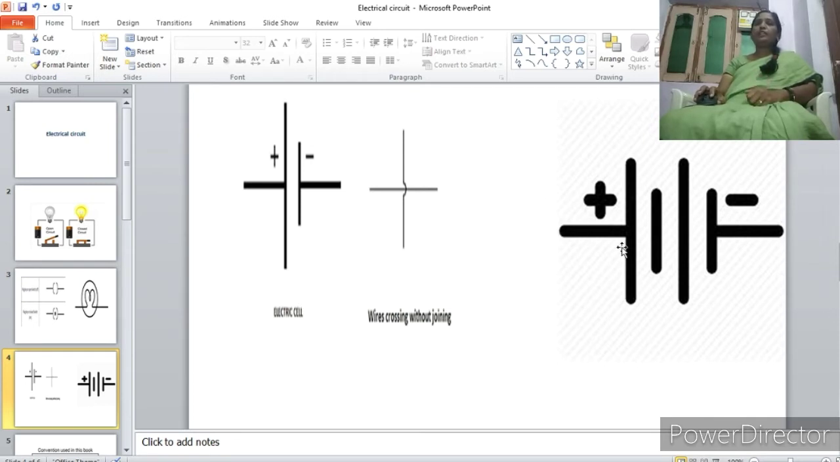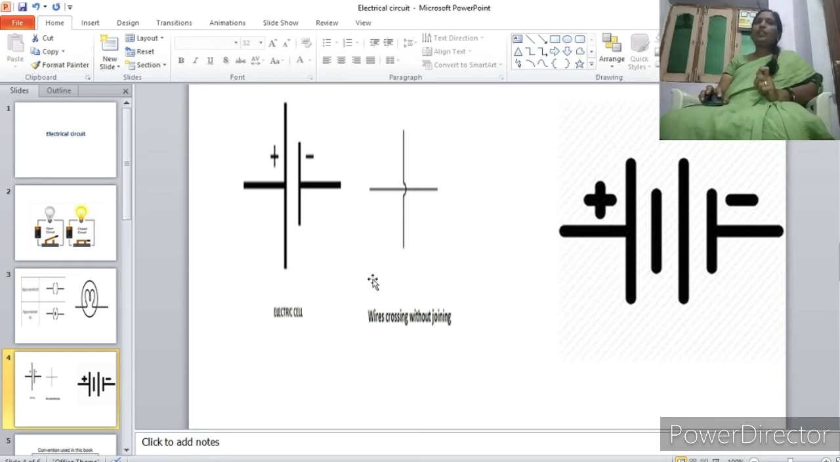And a battery. Battery means, as we already discussed before class, when two or three cells are connected to each other, with one cell's positive terminal connected to another cell's negative terminal. In this way, the cells are connected to each other in our radios and in our remotes. In many places, we can see cells connected to each other. So when you are drawing a battery, that means it is not a single cell, there are many cells.